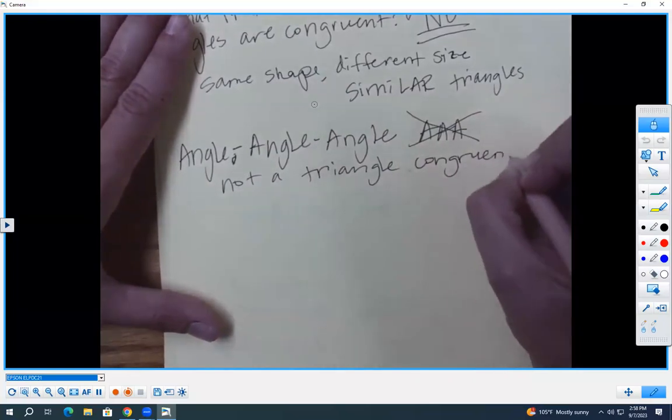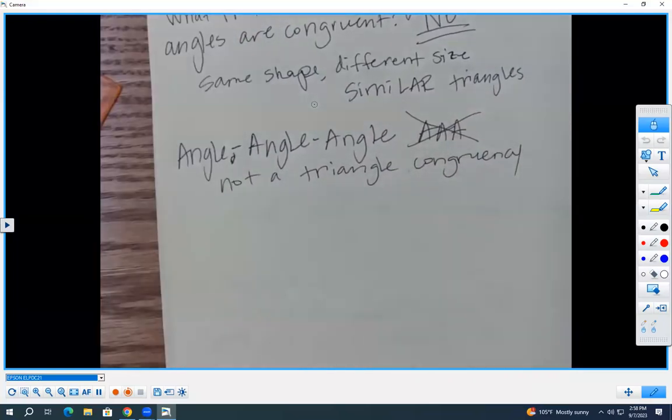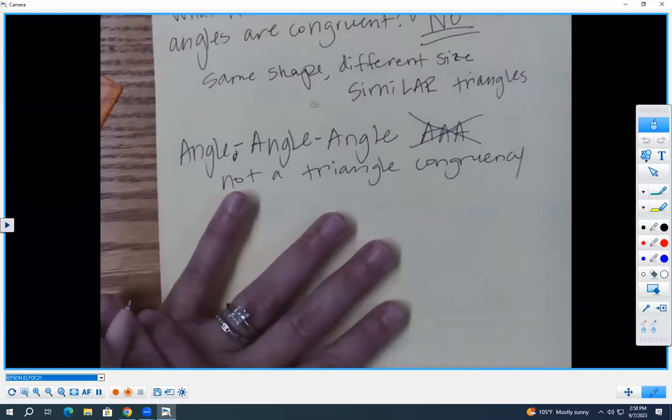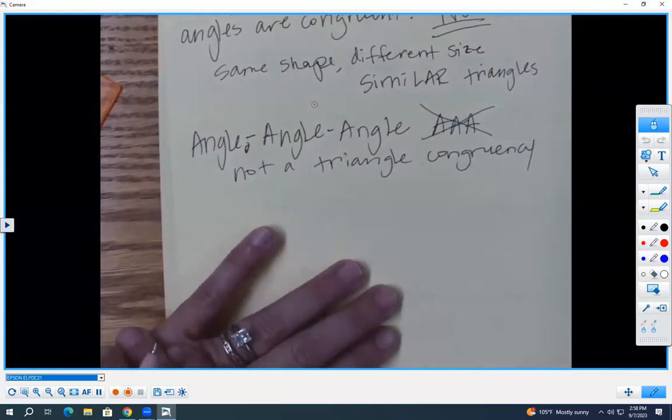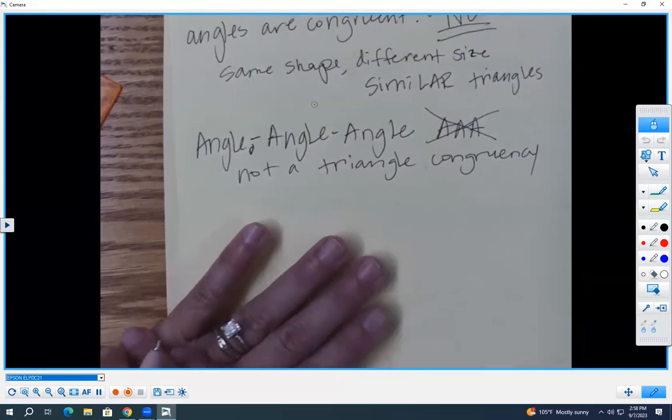They are similar. You can do things with them. You can use that to measure the height of buildings, right? If you have a tree and there's a shadow and you know the height of the tree, you can measure the height of the building based on the shadow. That's similar triangles, but they're not congruent triangles. So angle, angle, angle is not a triangle congruency.